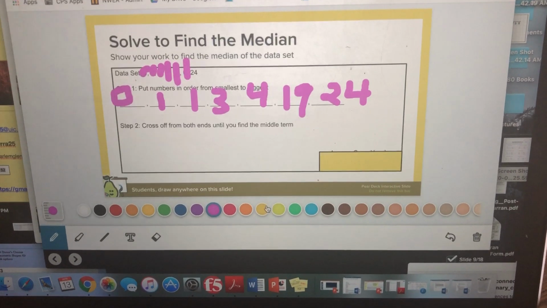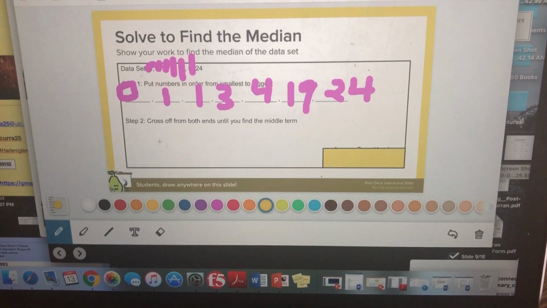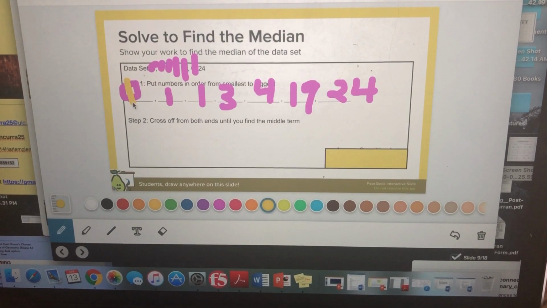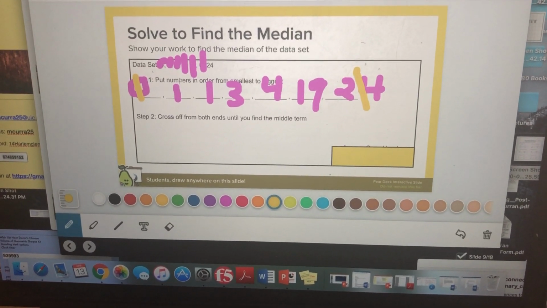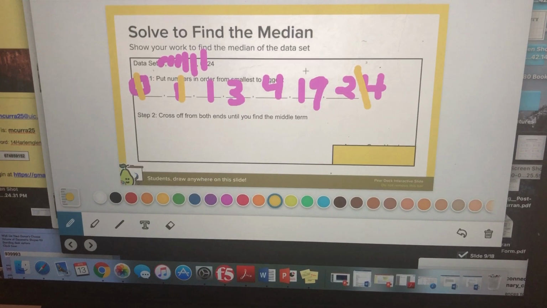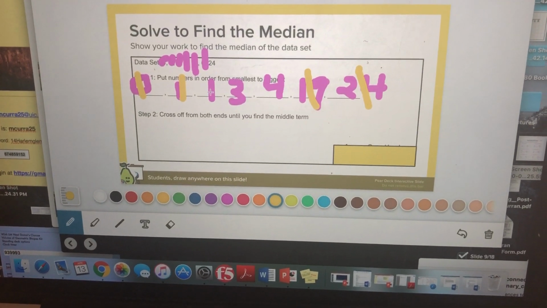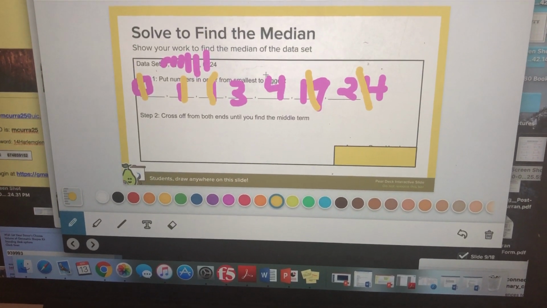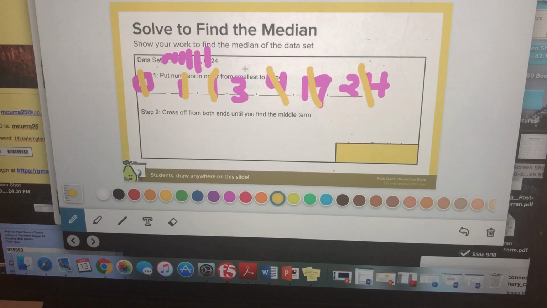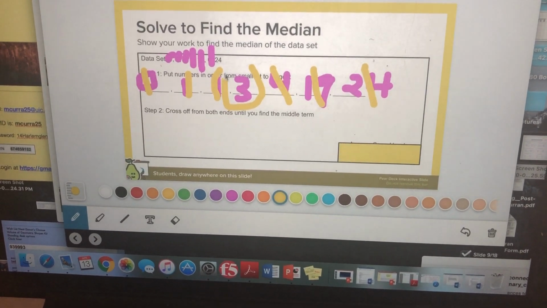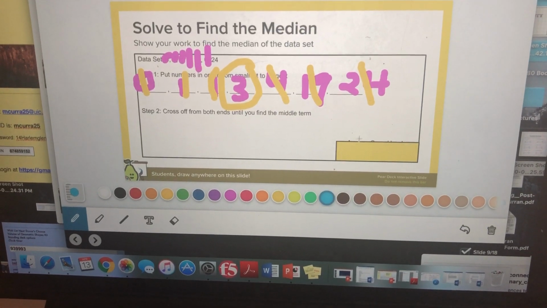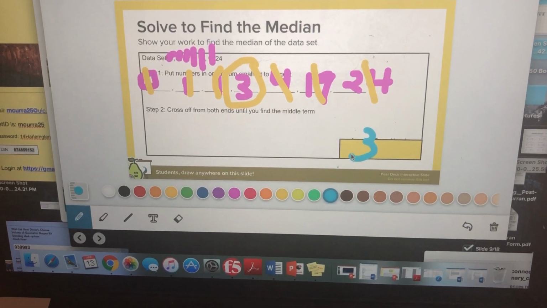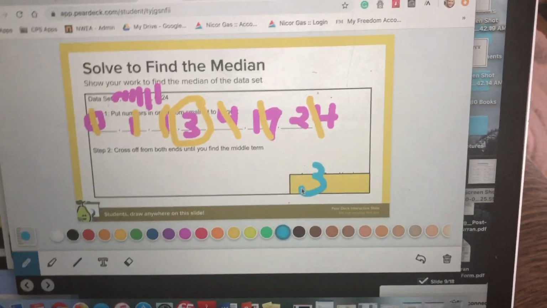Okay, once we have them in order, we are crossing them off at either end. We start at our end, 0, 24, then we cross off 1, 19, then we cross 1 and 4, and we are left with 1 middle number. If we are left with 1 middle number, there's no additional steps that we need to take. That becomes our final answer of 3.